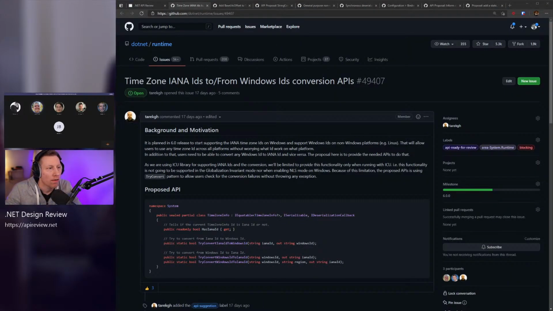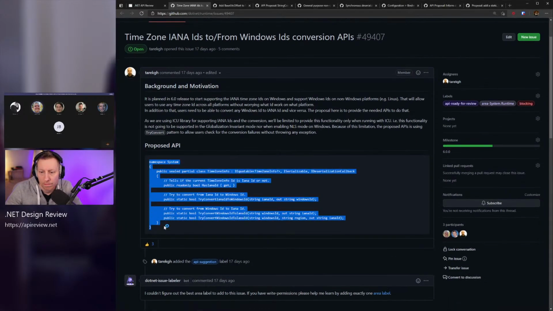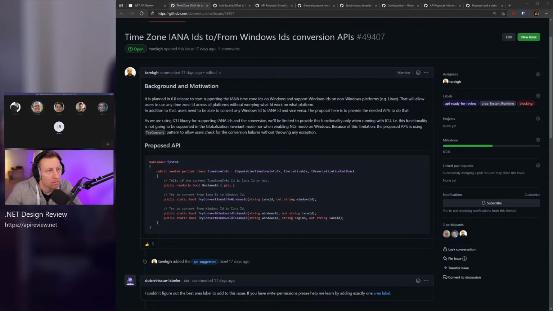This is sort of a follow-on to a PR that Tarek already completed regarding conversion between the Windows time zone identifiers and the IANA time zone identifiers. The work that's been completed already is such that the existing APIs can work with either set of IDs. So if you call FindSystemTimeZoneById and you pass the wrong one for your platform, it does that conversion now implicitly.